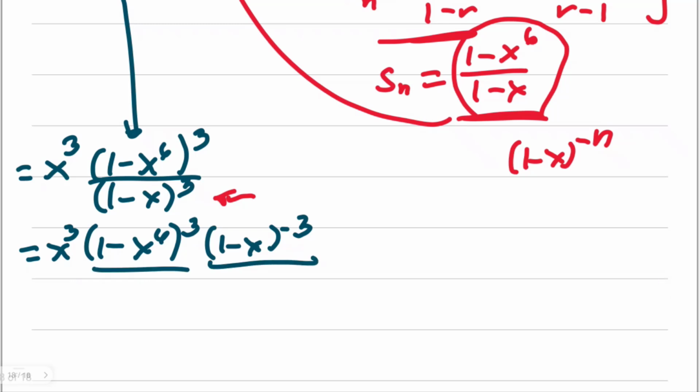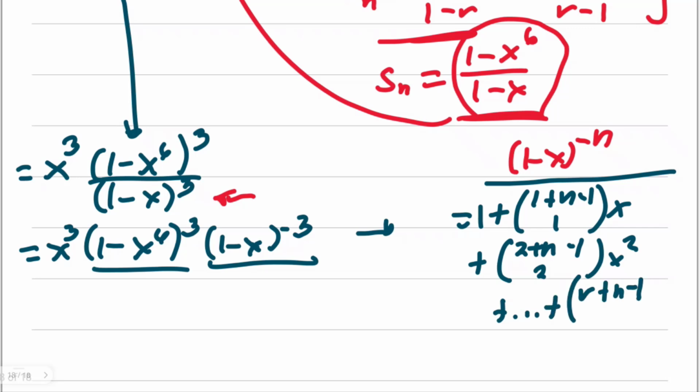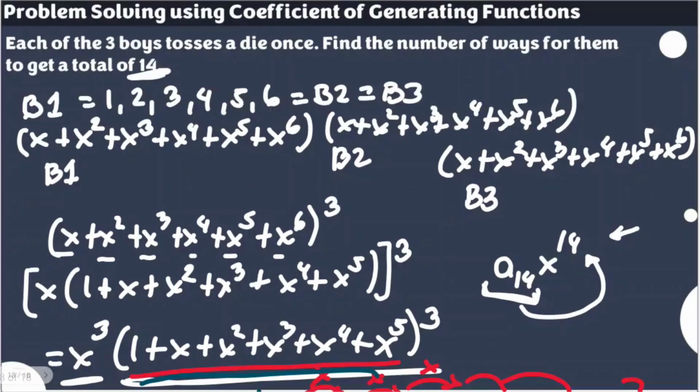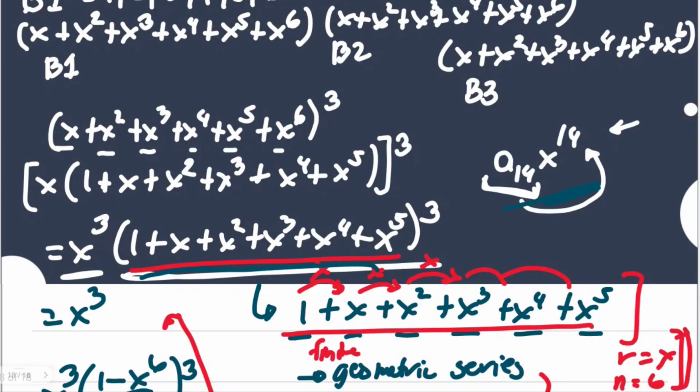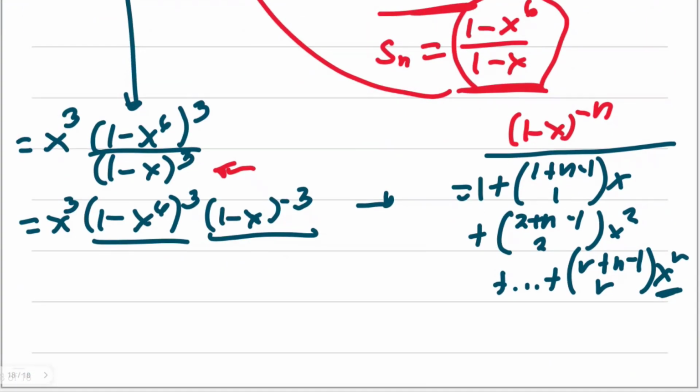As for this form, we will be using the equivalence of that expressed as 1 plus, combination of 1 plus n minus 1, 1 for our x, plus you have combination of 2 plus n minus 1, 2 for our x squared, until you have your nth term. You have combination of r plus n minus 1, r for our x to the power of r. We have already r here. Actually, that's the thing that we are trying to solve later on, x to the power of 14 specifically. So let me try to use first this one, okay, we'll be combining that later on to this expression here.